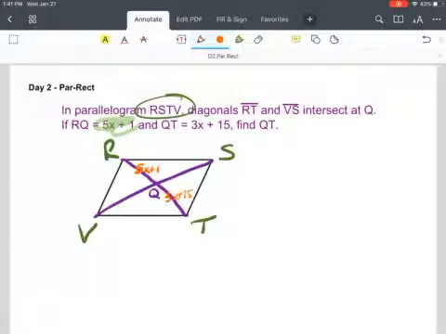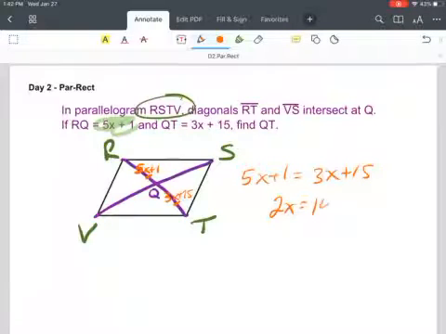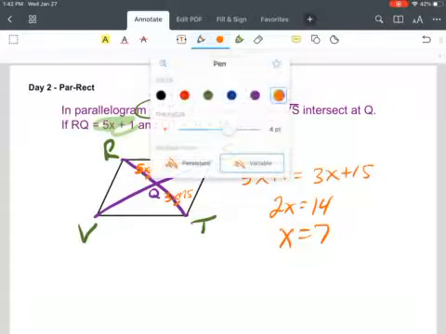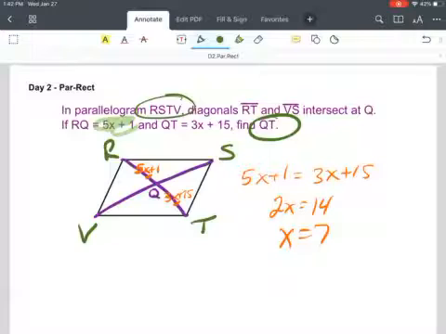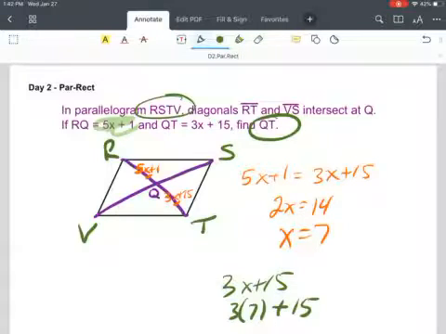These are parts of the same diagonal. In a parallelogram, diagonals bisect each other, which means these two parts must be equal to each other. So I can solve this one and get 2x equals 14, so x equals 7. When I'm finding the measure then of QT, it is 3x plus 15, plugging in my 7. 21 and 15, I would get that QT is 36.